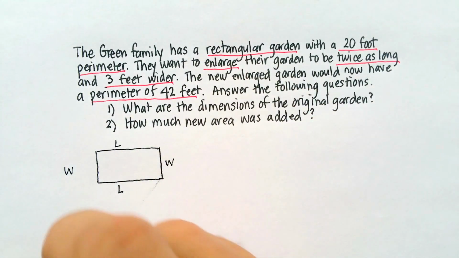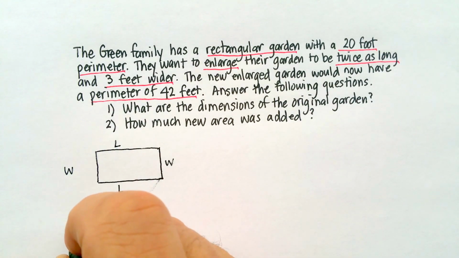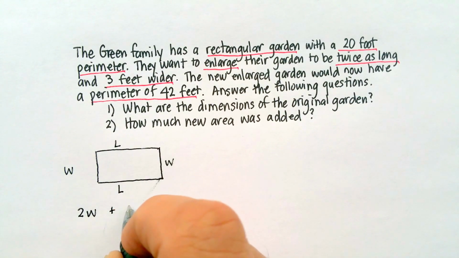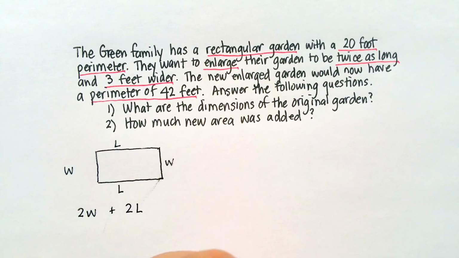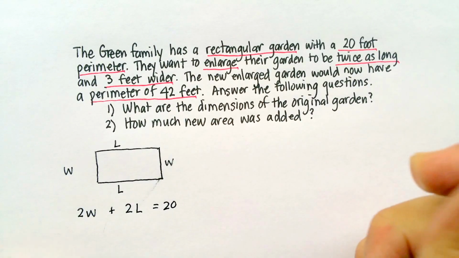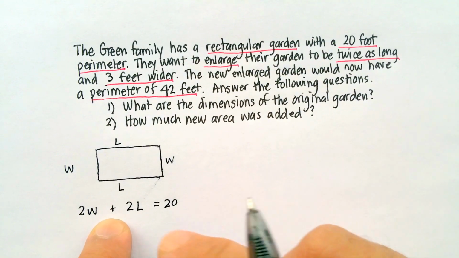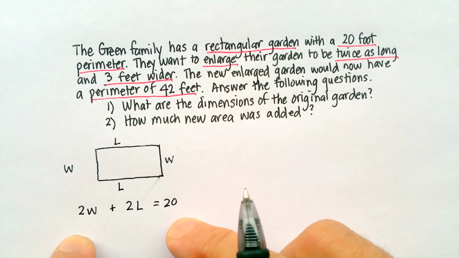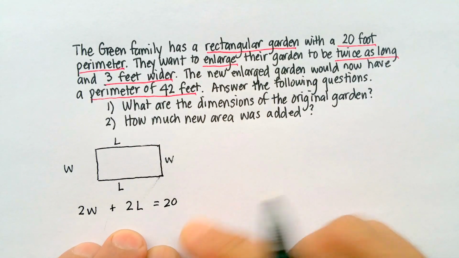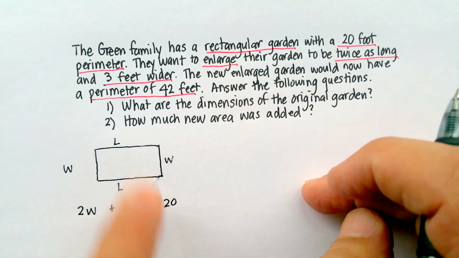So let me just translate this, okay? I can actually say 2 times W, because they're the same, plus 2 times L, right, is equal to 20 feet. So there's a perfectly good equation, right? There's my operations, there's my equal sign, and I know that because of the word perimeter, and it just lets me go forward and translate those variables and numbers into an equation. Now let's keep on going.